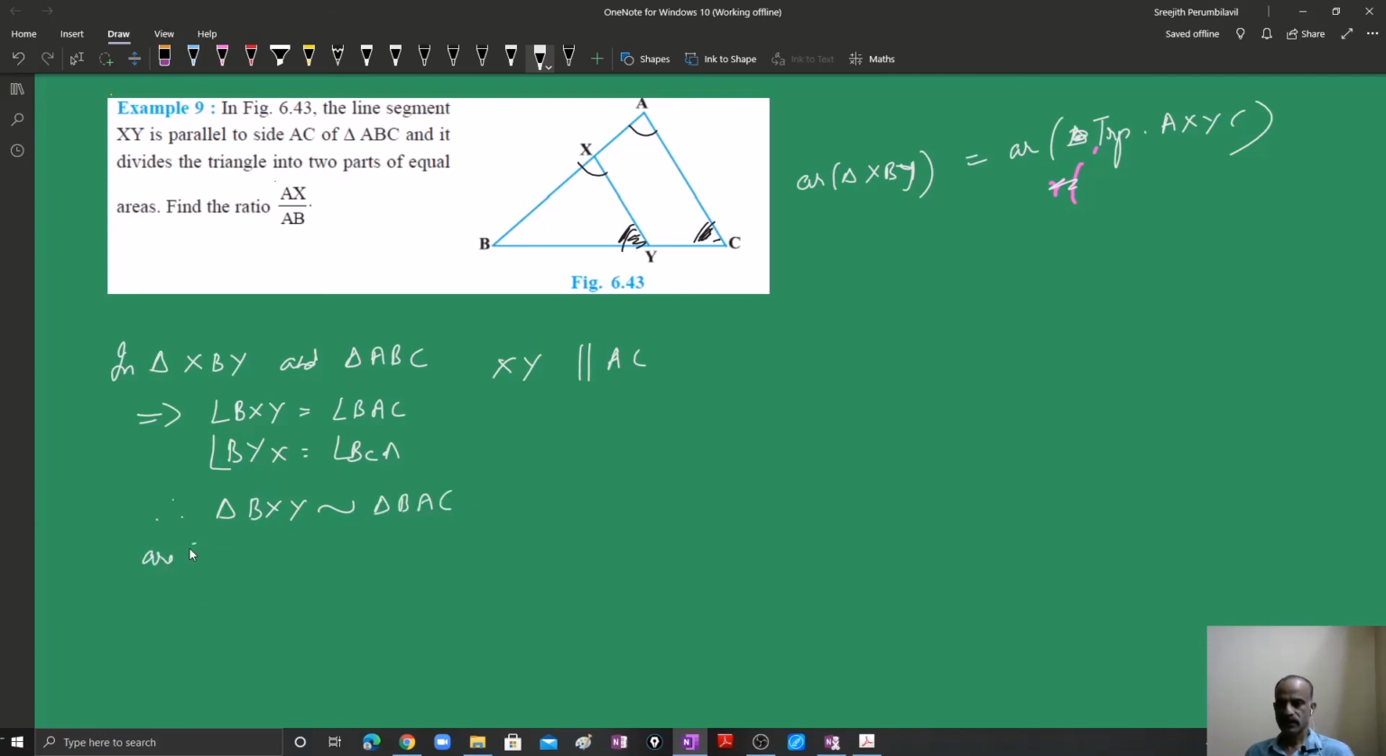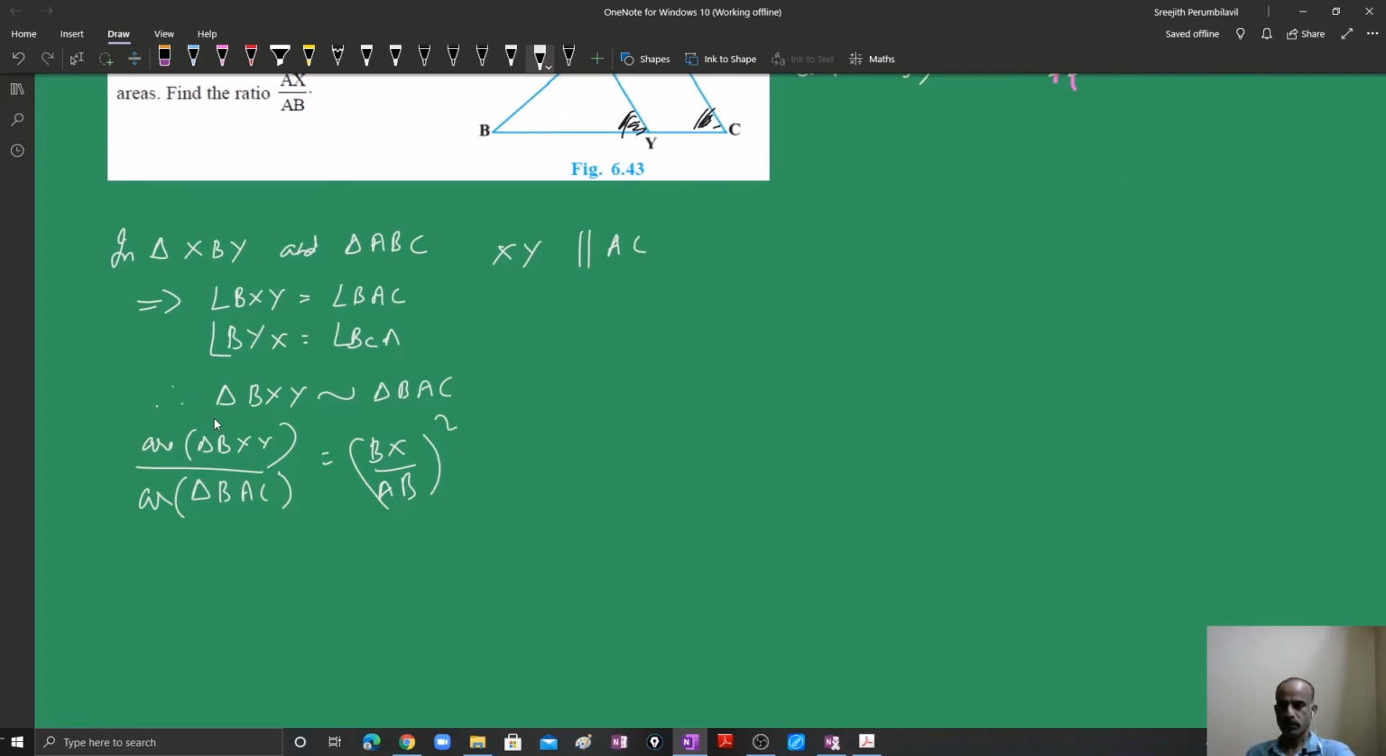Therefore area of triangle BXY by area of triangle BAC is equal to BX by AB whole square.